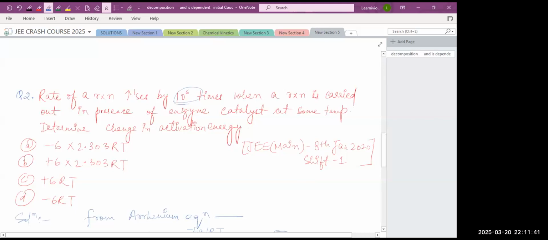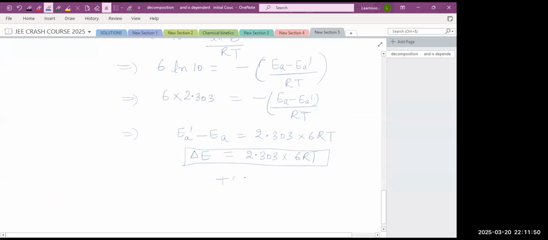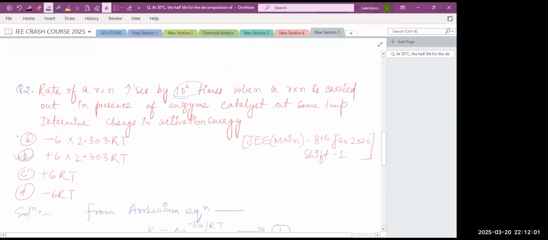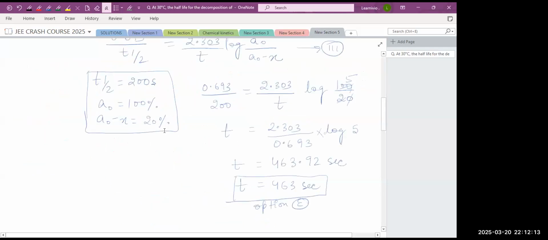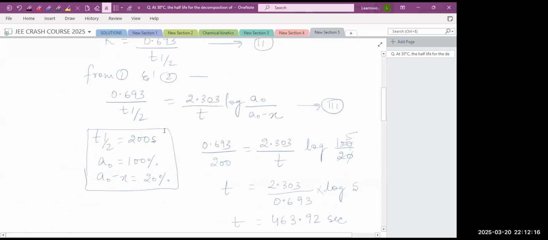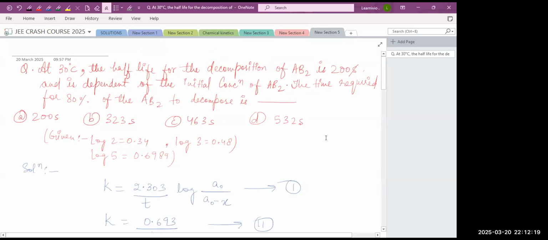It is in positive form, meaning plus 6 into 2.303 RT. So option B is correct. This is your change in activation energy. That type of question came in your JEE exams, based on the rate of reaction and activation energy. So these are very, very important. Just go through all the topics and practice more questions based on that.